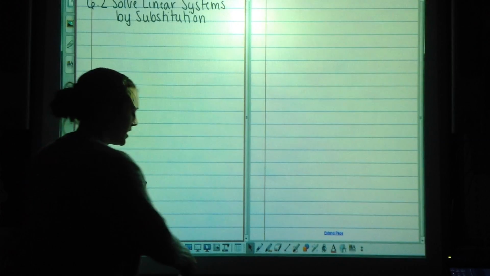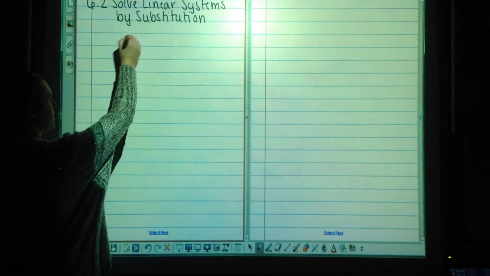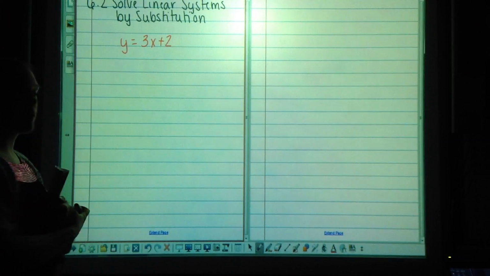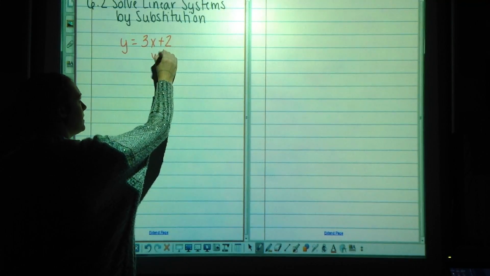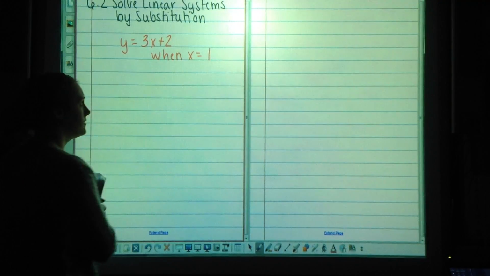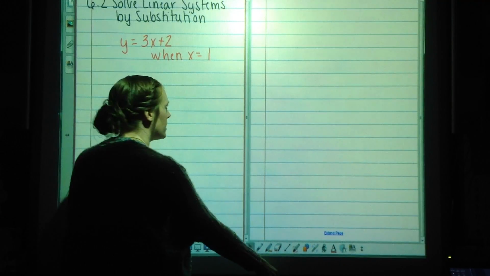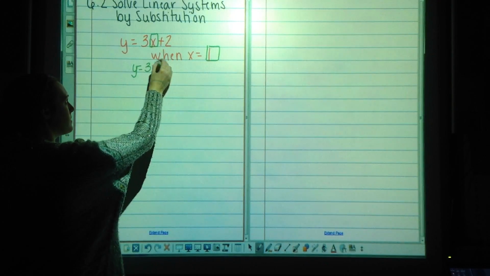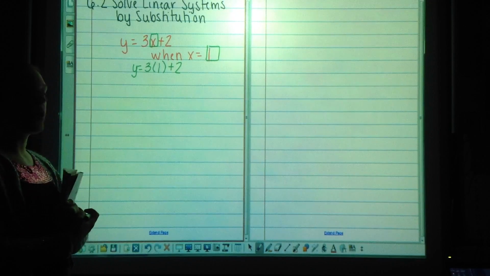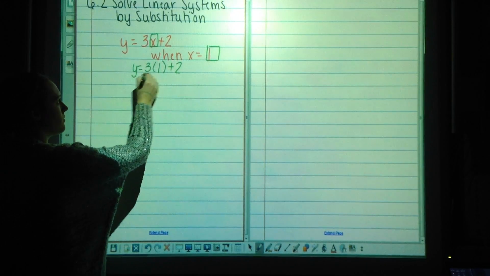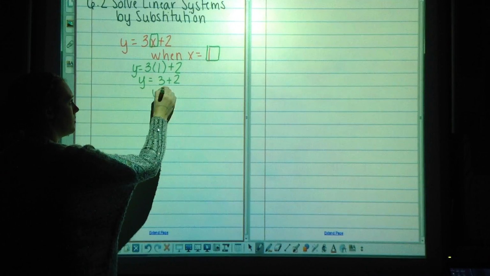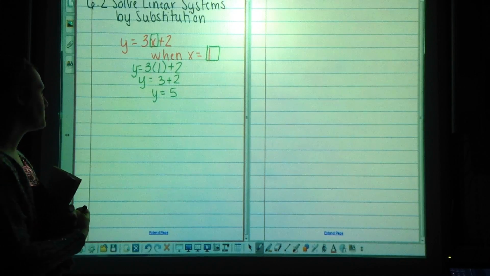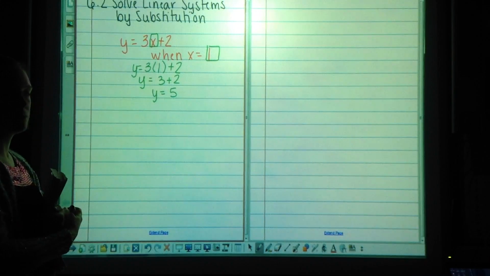Let's say we have y equals 3x plus 2, and then they tell us to solve for y when x equals 1. What you do is you would plug in 1 for your x value up here. Y equals 3 times 1 plus 2. You would substitute 1 into the x, and you would solve for y. That's substitution. We're going to be doing that, but on a bigger scale. Okay, so this is just an example.